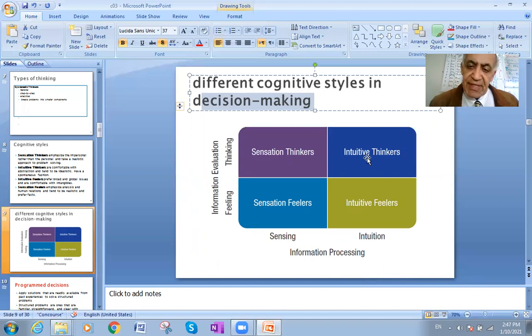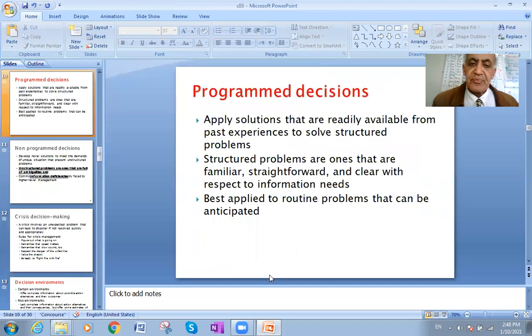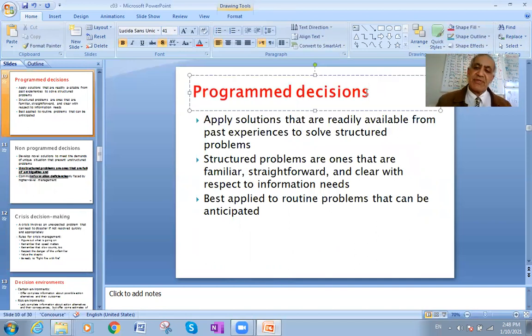The intuitive thinker is very high in evaluating information and very high in information processing, while the sensation feeler is very low in information processing and very low in feeling. In this situation, about the feeling and thinking, like you see, we can say there are four types. Based on them, we will know what they look like and the difference between them.